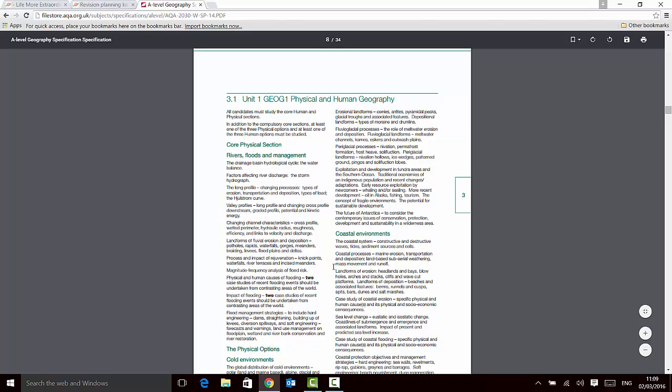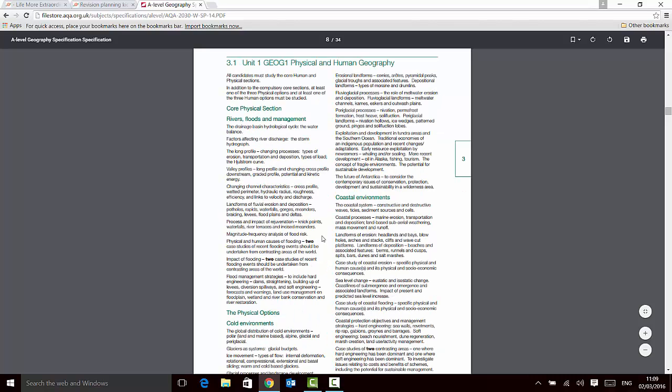So this is physical and human geography, and in the core physical section you have to cover rivers, floods and management, and then there are some options here, cold environments and coastal environments, and under these headings it gives you all the detail of what you need to know. So for example, for rivers, floods and management, you have to know the drainage and hydrological cycle, the water balance, and factors affecting river discharge, the storm hydrograph. So you can go through this list of stuff.